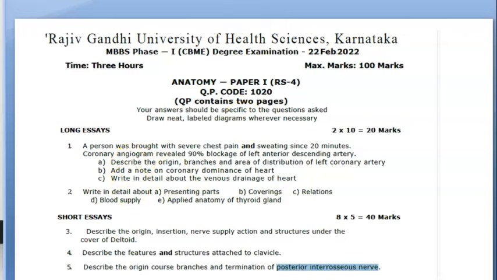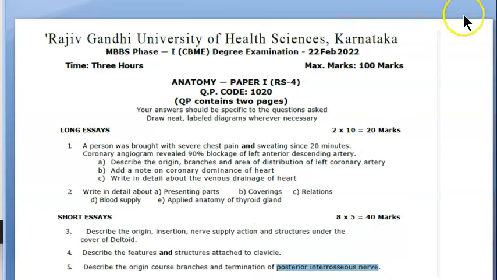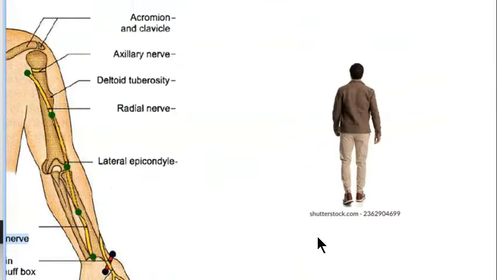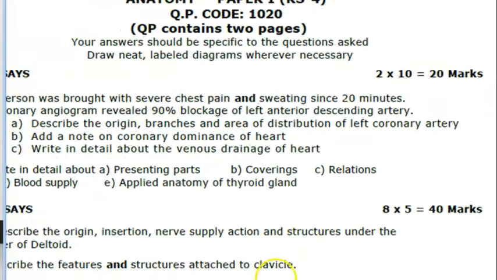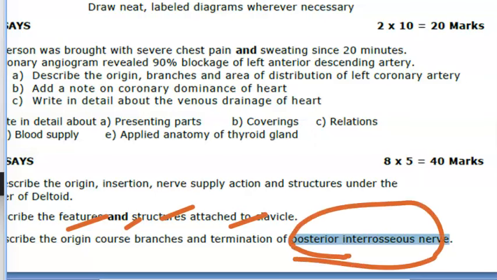It's time to look at another previous year question. Look at the one down here, posterior interosseous nerve. This has been asked in the recent exam for 5 marks. They want you to explain the origin, the course, the branches and termination of the posterior interosseous nerve.